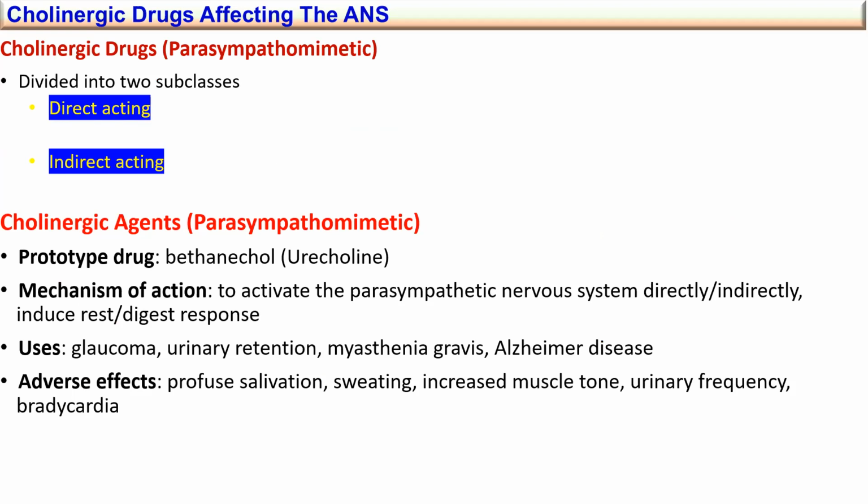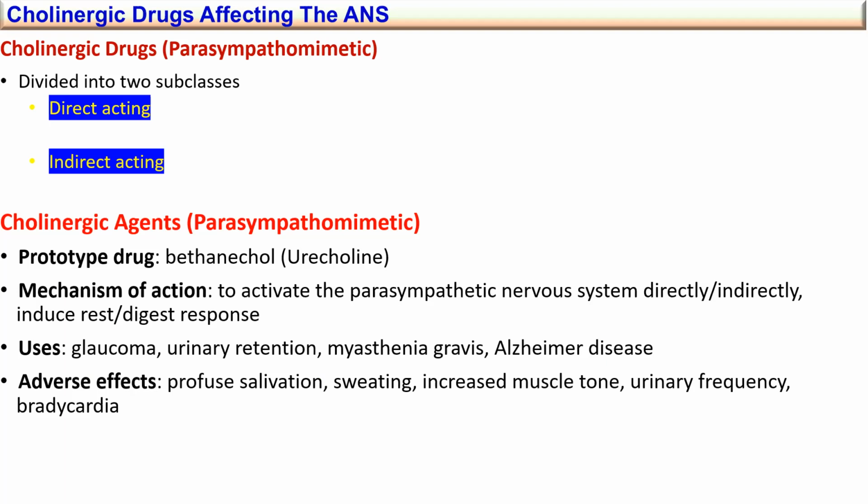The cholinergic drugs are either direct acting or indirect acting. They are classified as direct acting cholinergic drugs if they bind to the cholinergic receptors to produce the rest and digest response. I will have more explanation in the upcoming slides.